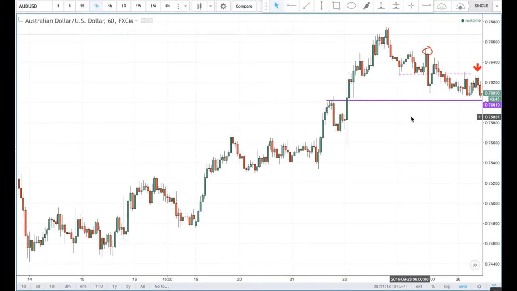Now, we're going to go into that 2 time frame thing again. Since this is the 1 hour time frame, I'm going to go up 1 time frame, which is the 4 hours in this particular case.